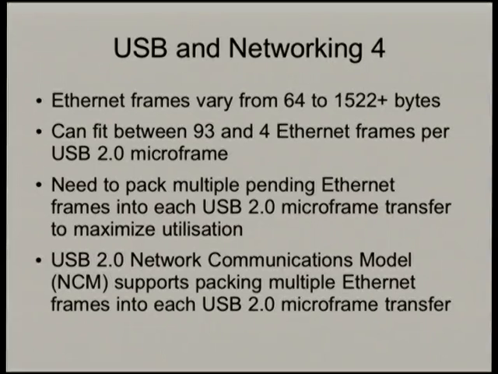Ethernet frames vary from 64 to 1522 bytes. I said 1522 because that's the max size of a standard frame with one VLAN tag on it, but these days people are putting 2 and 3 layers of VLAN tags in, so it might be a bit bigger than that even. But for each VLAN tag it's only another 4 bytes, so it's not very significant. So you can fit between 93 and 4 Ethernet frames per USB 2 microframe, depending on what size Ethernet frames you're using. And therefore, to make best use of your microframe time, you want to pack multiple Ethernet frames, if possible, into each USB 2 microframe.